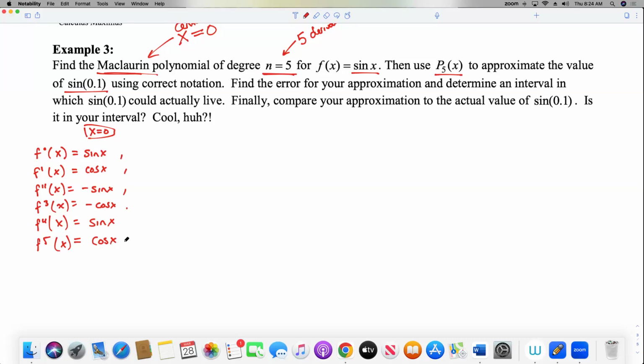Once we have found all of our derivatives, we need to figure out the value of that numerator at that derivative. So the first one is going to be our constant, our coefficient, right? So what is f0 of 0? Sine of 0 is 0. What is the derivative at 0? Cosine of 0 is 1. And we're going to keep doing that all the way down.